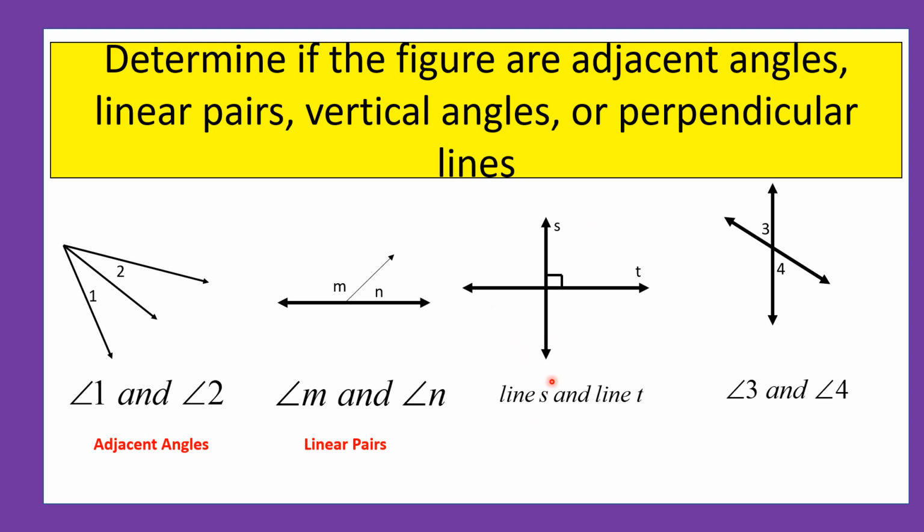We have this figure. This is a symbol for a right angle. So we have line S and line T. Therefore, the given lines are what? The lines are perpendicular. So we have angle 3 and angle 4. What can you say about angle 3 and angle 4? So they are opposite each other. Therefore, angle 3 and angle 4 are vertical angles.